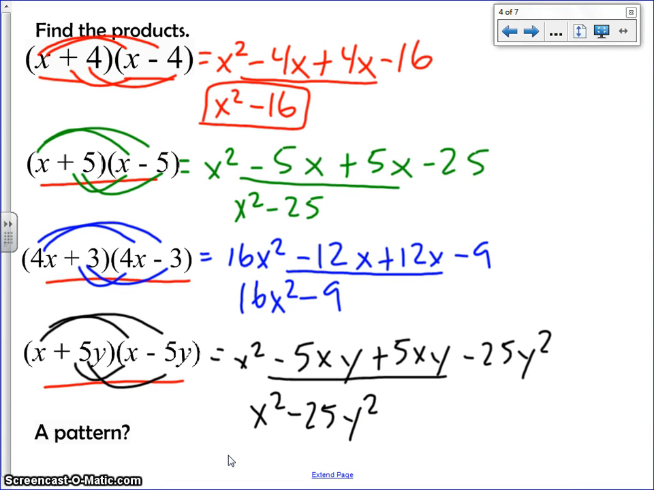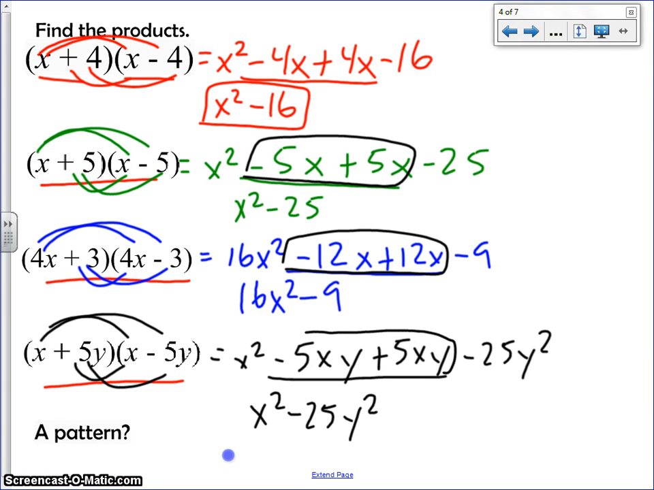I've distributed all the binomials out, and as you can see, these terms in the middle always cancel out. Why is that? Well, because one time we're multiplying by the positive, the other time by the negative. And they're opposites, so they cancel each other out. So you see the pattern that develops? Here the first terms get multiplied together. Second terms get multiplied together. Okay, let's put that pattern down on paper now.